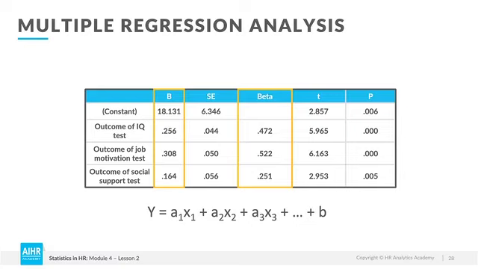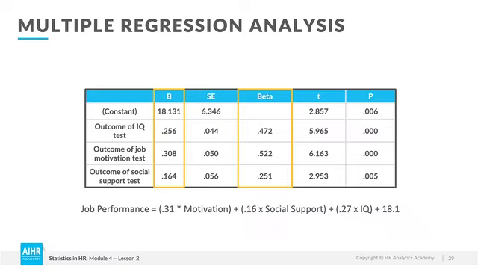Putting this in our formula, we get job performance equals 0.31 times motivation plus 0.16 times social support plus 0.27 times IQ plus 18.1. Using this formula, you can now predict someone's job performance when they fill out these questionnaires.